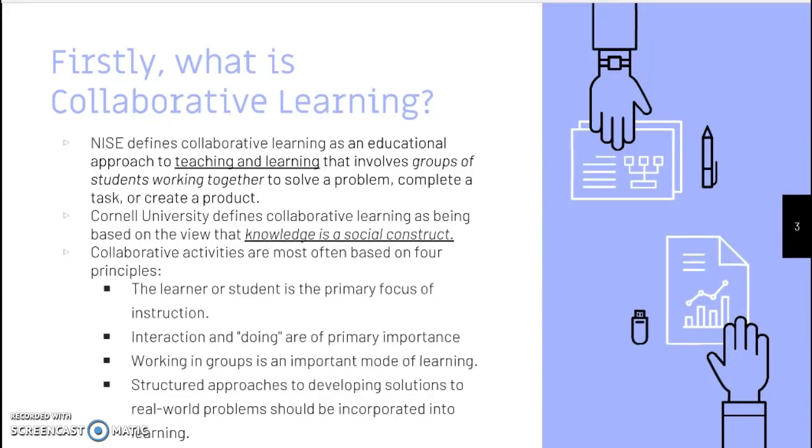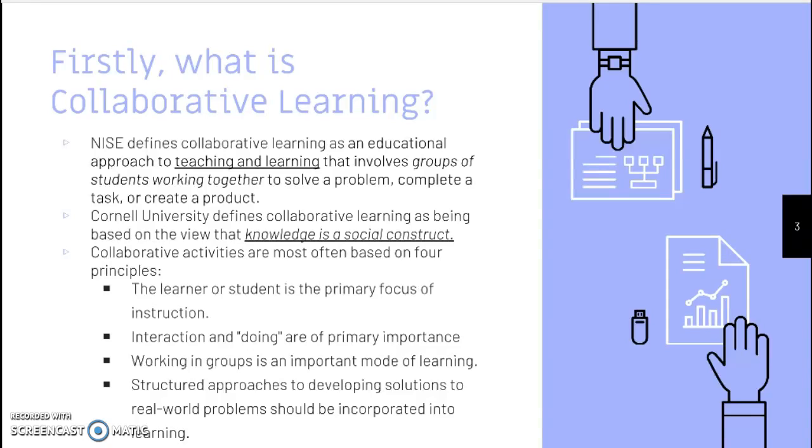The National Institute for Science Education defines collaborative learning as an educational approach to teaching and learning that involves groups of students working together to solve a problem, complete a task, or create a product. Cornell University defines collaborative learning as being based on the view that knowledge is a social construct. So it's the idea that students are working together to solve a problem. They're talking to each other, working together, things like that. It's not just the teacher feeding them the information. It's them working together to find the answer or working together to create a product.